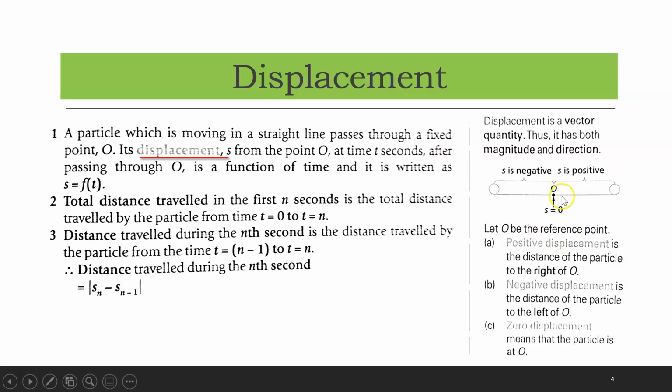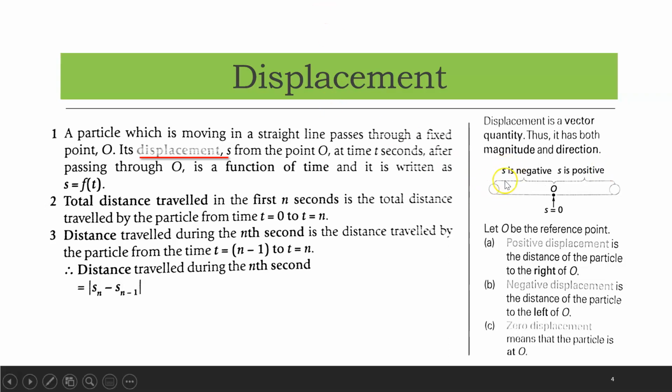If you move the particle, this is the particle. Okay, yang bulat ni adalah particle dia. If you move the particle to the right hand side, ke sebelah kanan, the S or the displacement, sesaran tadi is positive. Why is it positive? Because you are moving towards the right hand side, bergerak ke kanan.